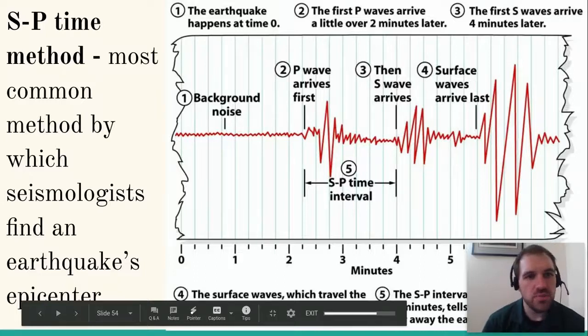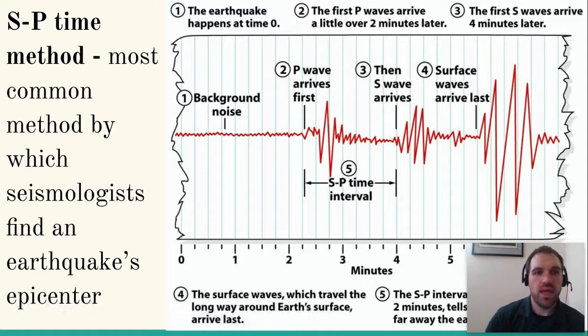Our next definition is the S minus P time method. So S dash P is a math problem. It's S minus P, so we're going to see what that means. It's the most common method by which seismologists can find an earthquake's epicenter. We just learned what the epicenter was, and this is the method to figure out where it is. So the way we do that is this.